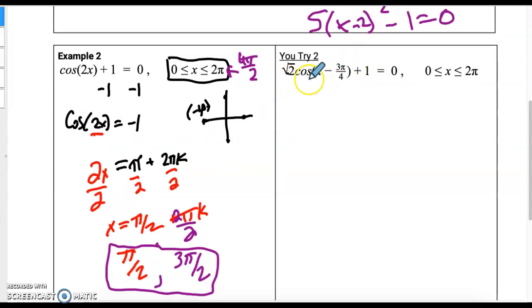All right, so again, this is the part I need to get all by itself, the cosine portion of it, with the same restriction that I had before. So the first thing I'll do is subtract 1 from both sides, and I'll show you all of the steps.